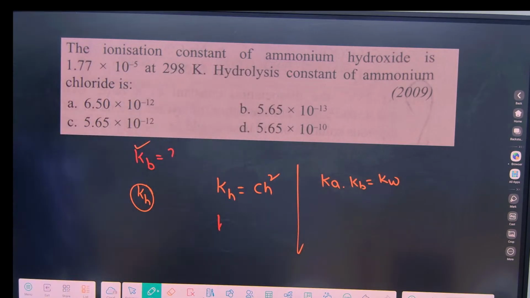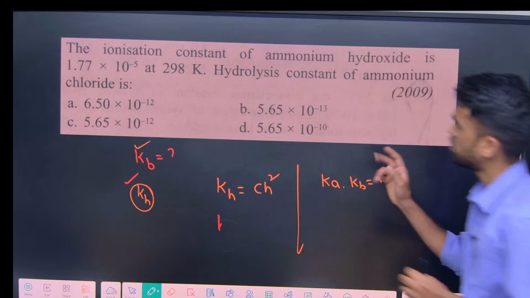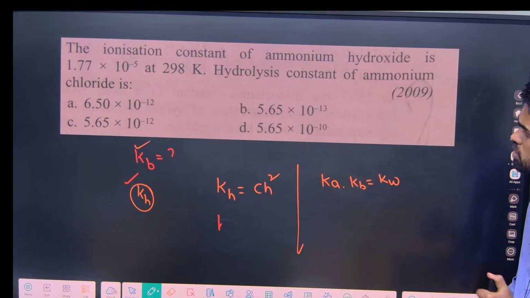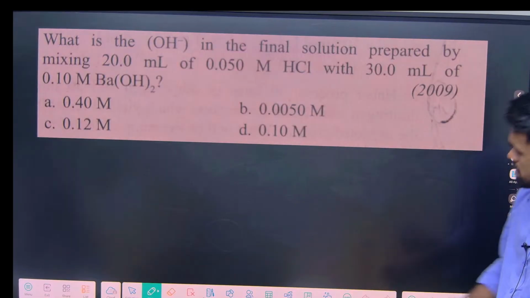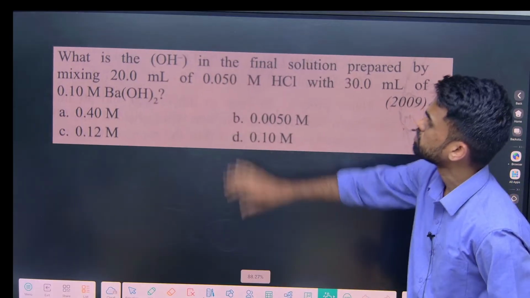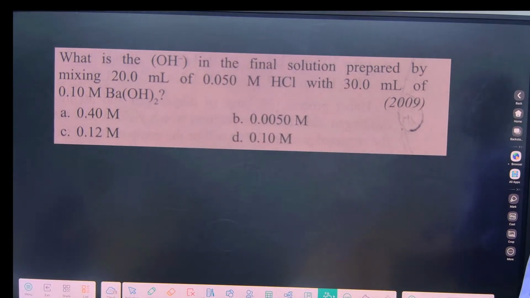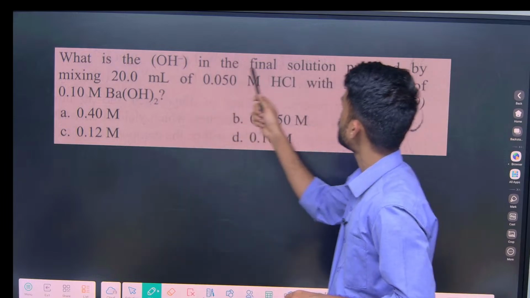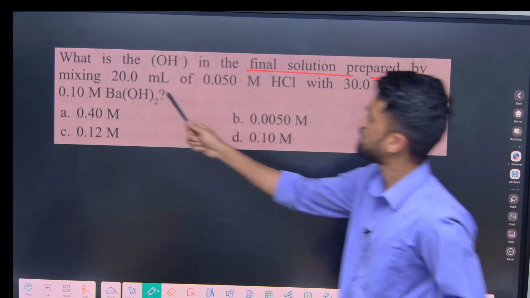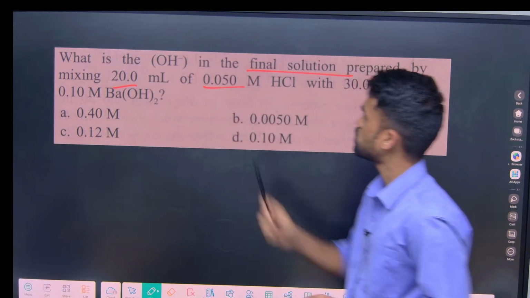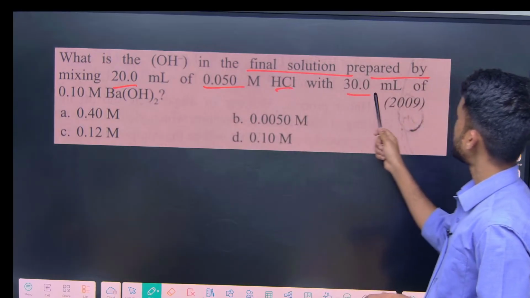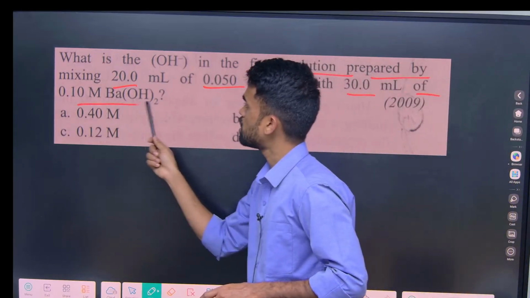So from this, what they are asking: the ionization constant of ammonium hydroxide is given, and the hydrolysis constant Kh value they are asking. Just a minute, we will come back to this because we need to look at the derivation of this. Let's solve this question first. What they are saying: what is the OH minus ion concentration in the final solution prepared by mixing 20 ml of 0.05 molar HCl and 30 ml of 0.1 molar barium hydroxide?